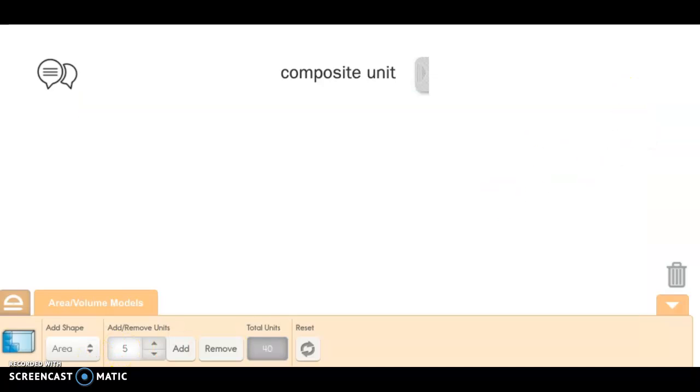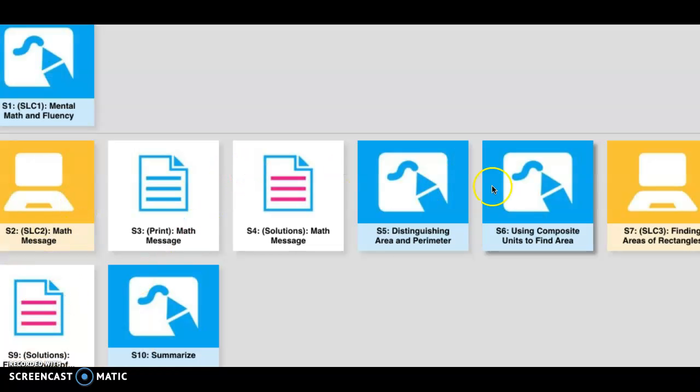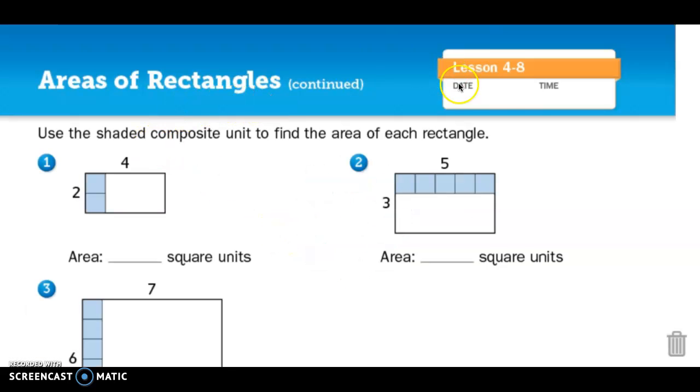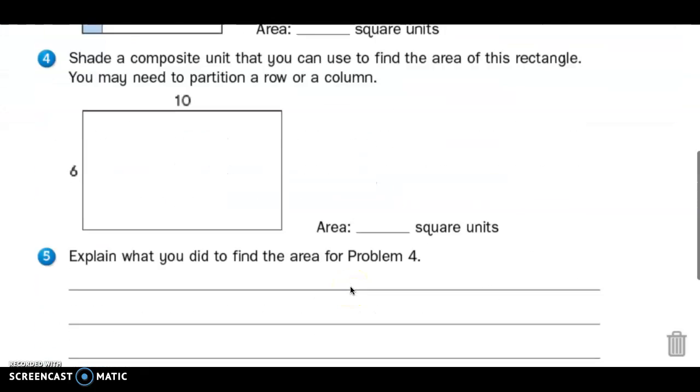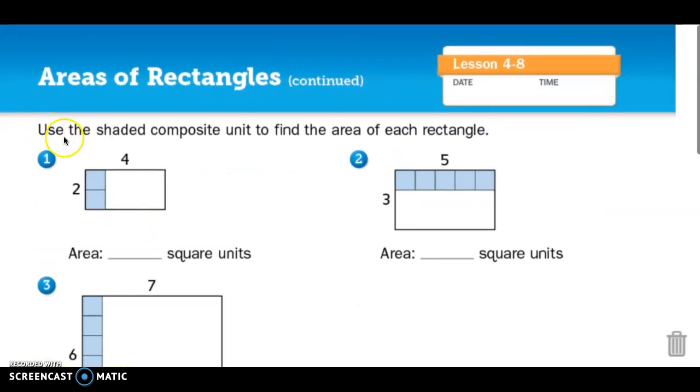Great. Now we are looking at page 120 in your journal pages, and this is what it looks like. Areas of rectangles, continued for 4-8. Okay, page 120. It says, use this shaded composite unit to find the area of each rectangle. All right, there's 2 squares. This is my unit. How many times does this unit fit in the whole rectangle? Well, it fits 4 times. Here's 1, then 2, 3, and 4. Not the most even, but that's what it is.